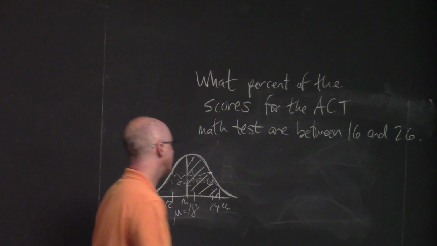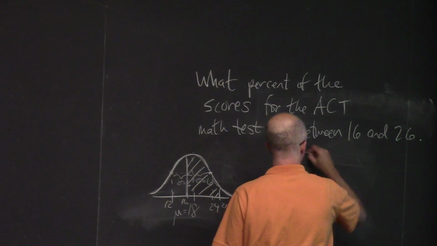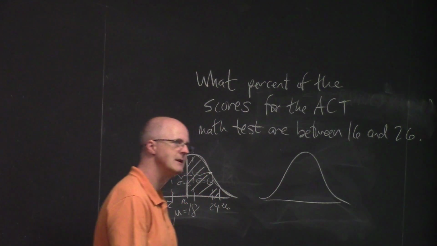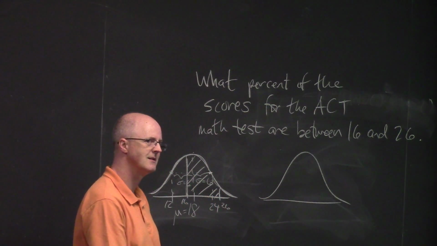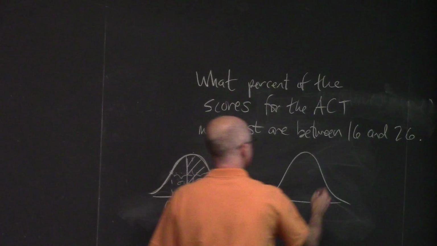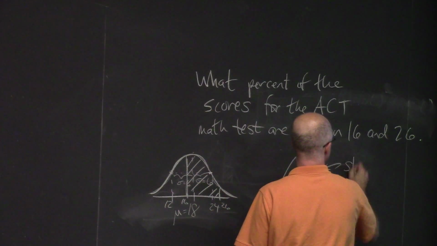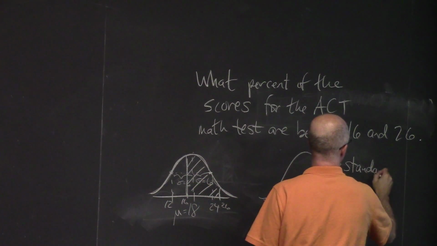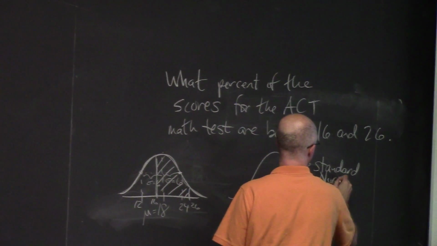You also could shade another area under a different normal curve. Do you have to do both? No, one is sufficient. This is going to be a standard normal curve. Standard normal curve. That's what the table is all about.